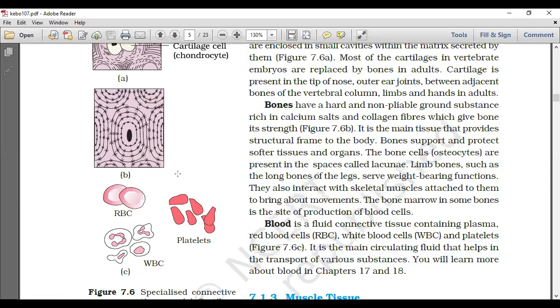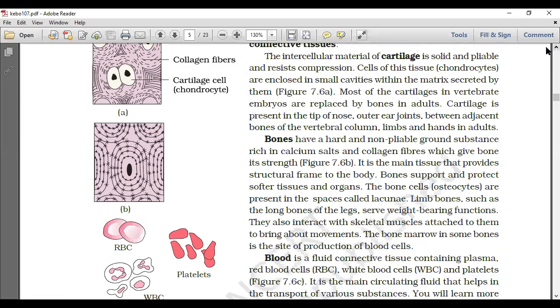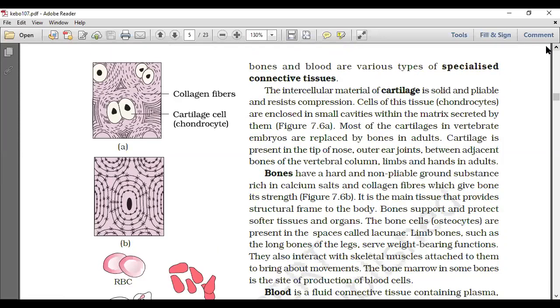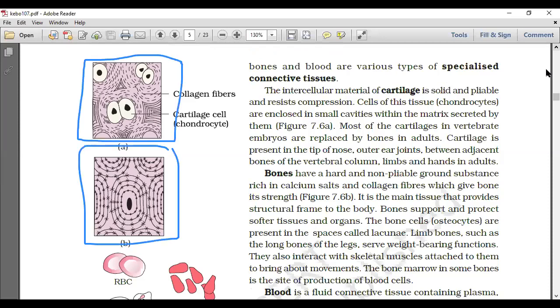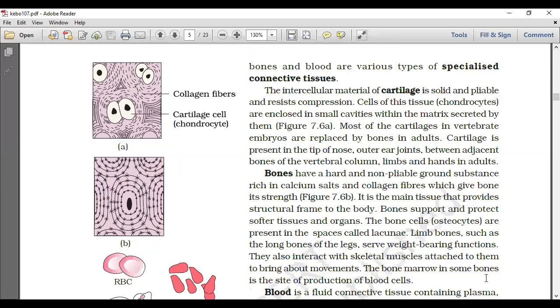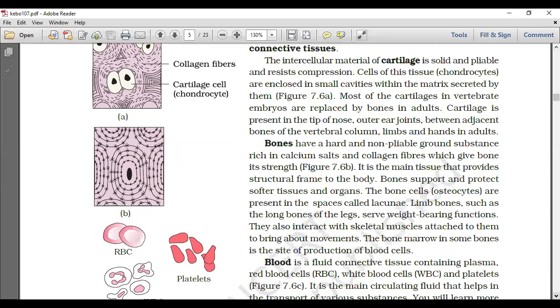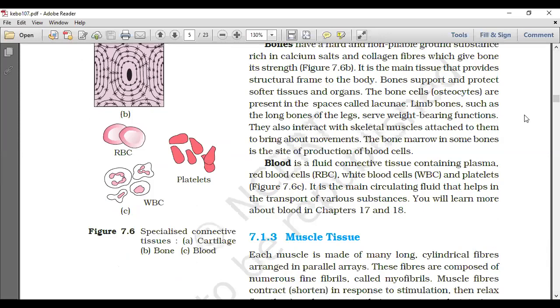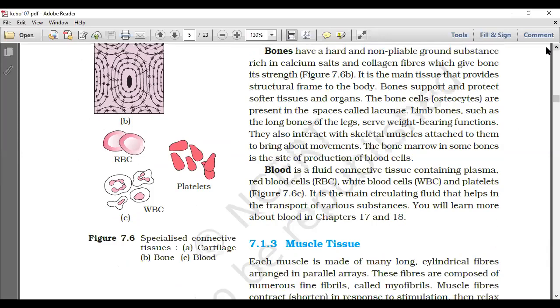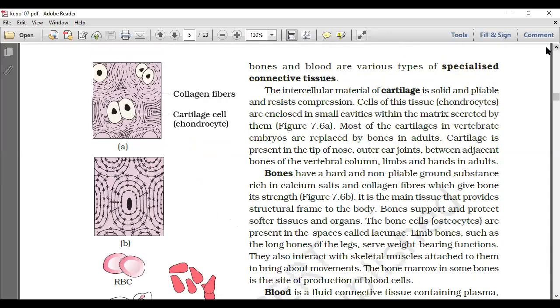The cartilage and bone also need to be recognized. We have two diagrams: this one is the diagram of cartilage, and this is the diagram of bone, which shows the Haversian systems. Just look at the diagrams, because you need to recognize the same kind of diagrams when they come in the examination, as cartilage and bone.